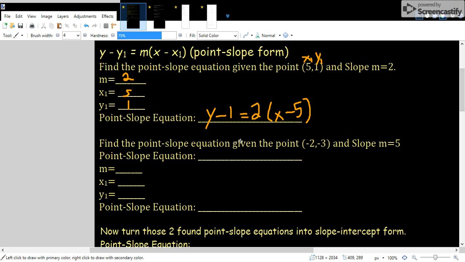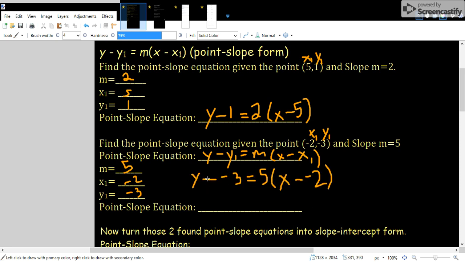Find the point-slope equation given the point -2, -3, and slope m equals 5. Remember the point-slope equation is y minus y1 equals m parentheses x minus x1. Go ahead and pause the video, see if you can find your point-slope equation. After you have identified your m, your slope is 5, your x1 is -2, and your y1 is -3. Go ahead and find your point-slope equation.